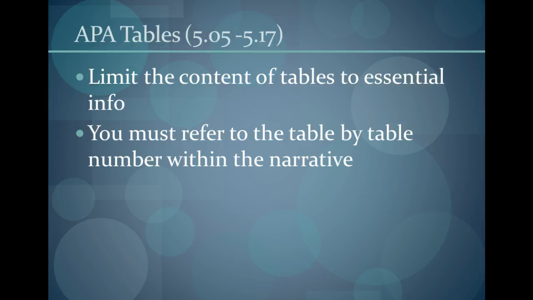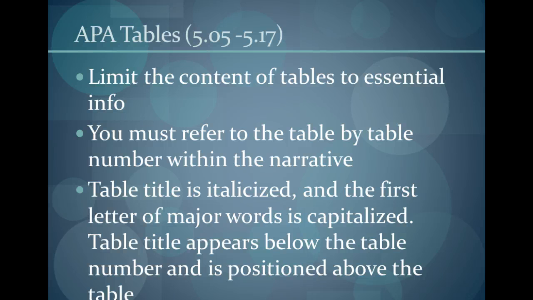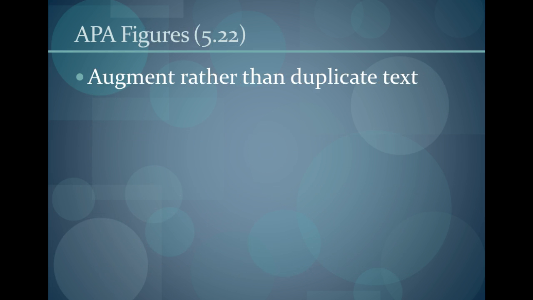As I said before, you always need to refer to the table number someplace in the narrative close to where you discuss the information. The title of each table is italicized. The table number itself is not italicized. So you'll say Table 1, you'll hit a return, and then in the next line you have your table title in italics. The first letter of major words is capitalized in the table title, which is a little bit different than how things go in figures.